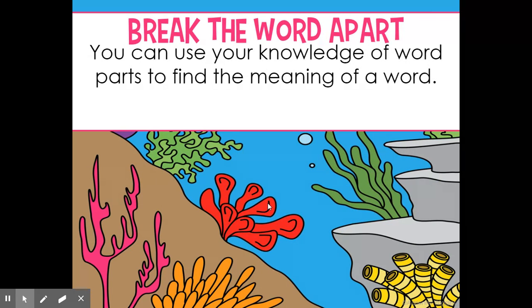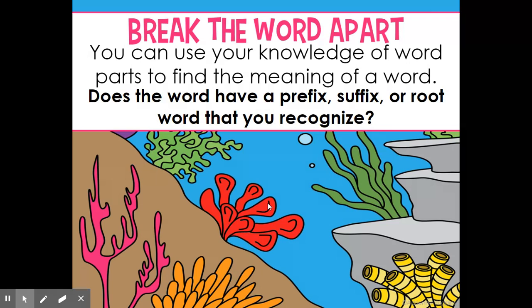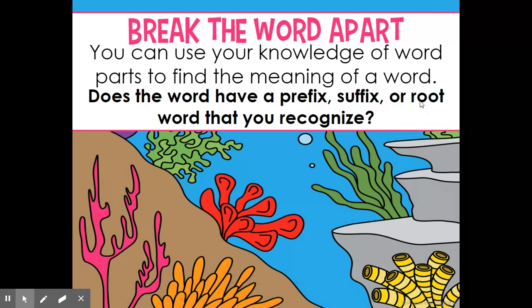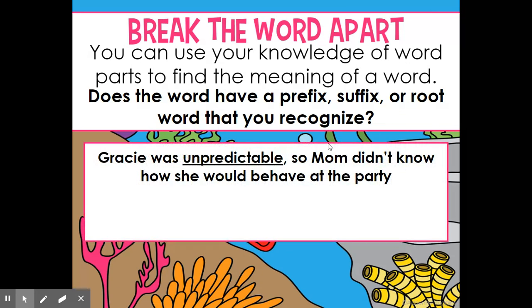All right, break the word apart. You can use your knowledge of a word or word parts to find the meaning of a word. Does the word have a prefix, suffix, or root word that you recognize? And remember, prefixes are word parts at the beginning of a word. Suffixes are at the end, and root words are the base words. So let's take a look.